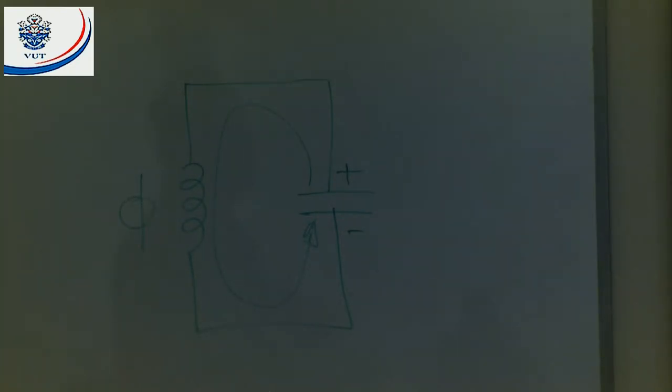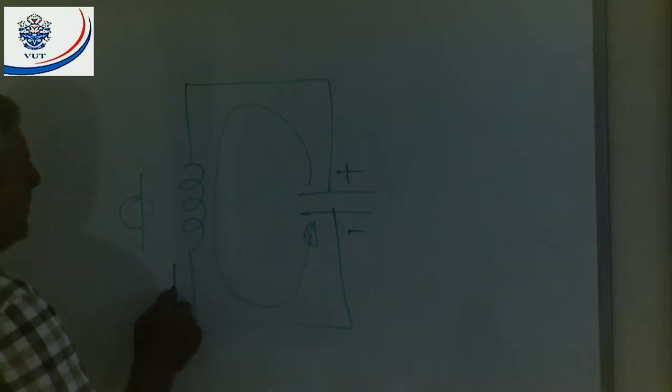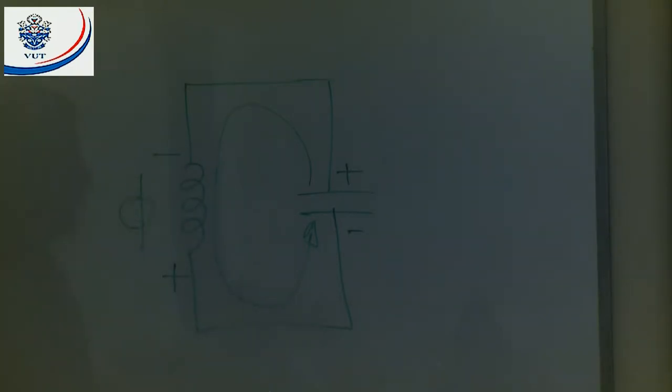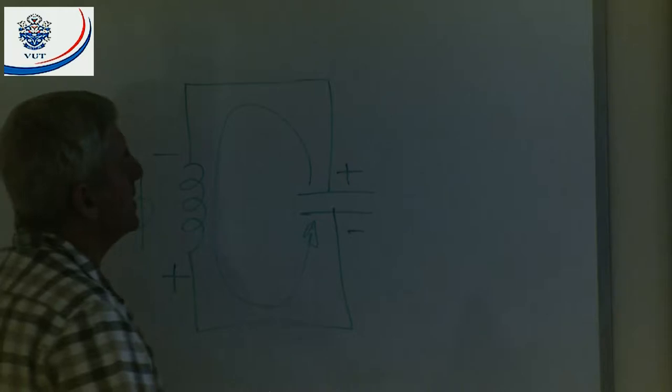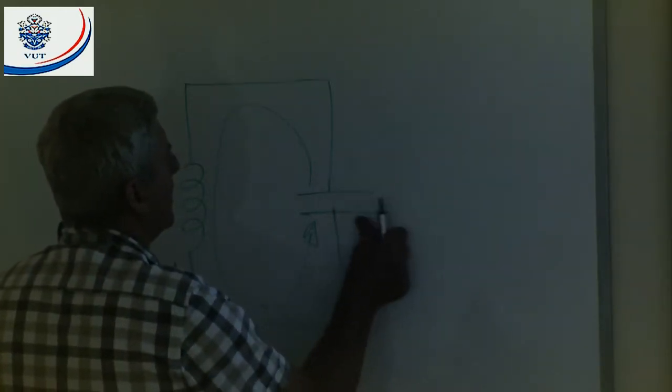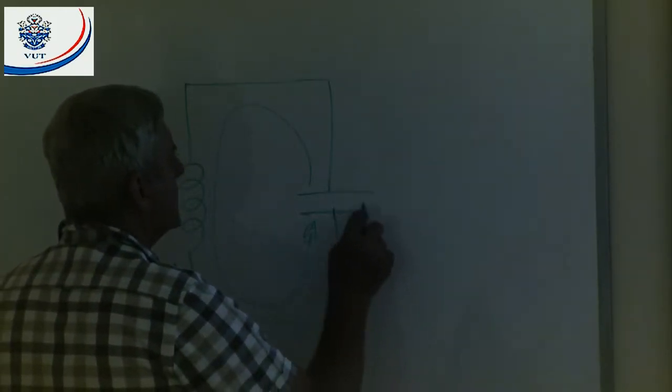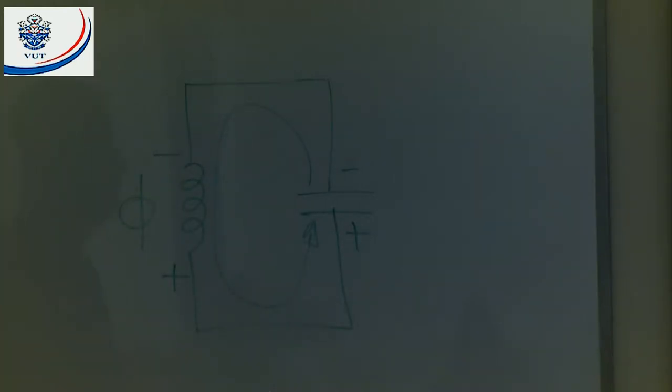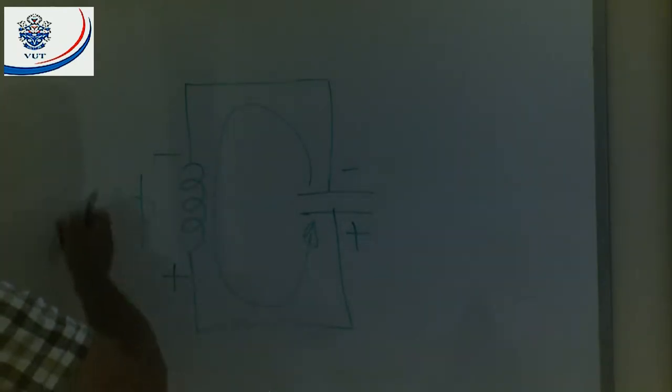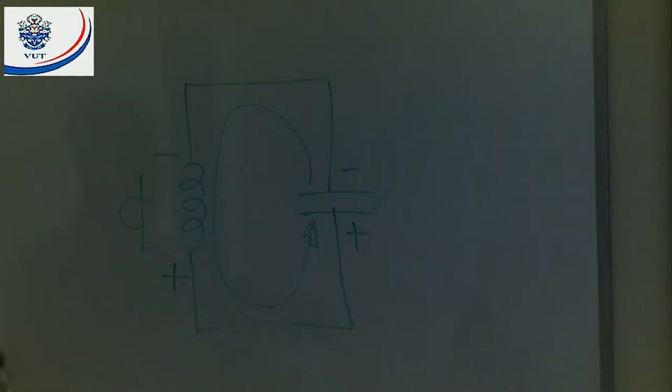The magnetic flux is going to collapse. When it collapses, it's going to generate an EMF with the opposite polarity. That means the polarity will be positive, negative. All right. We will charge the capacitor then. Charge the capacitor positive, negative. What happens again? Capacitor again discharged through the coil, setting up a magnetic flux.